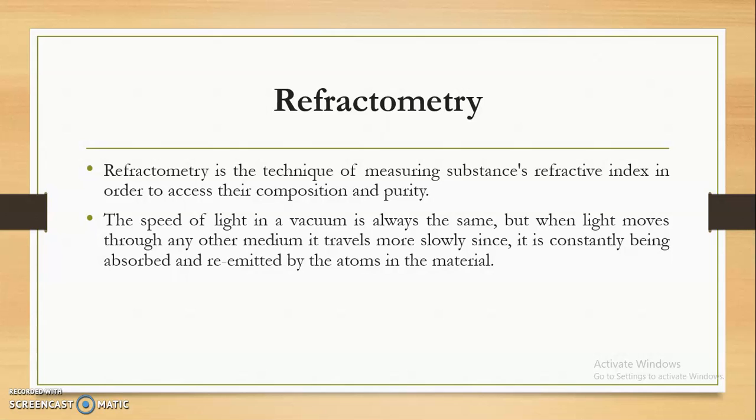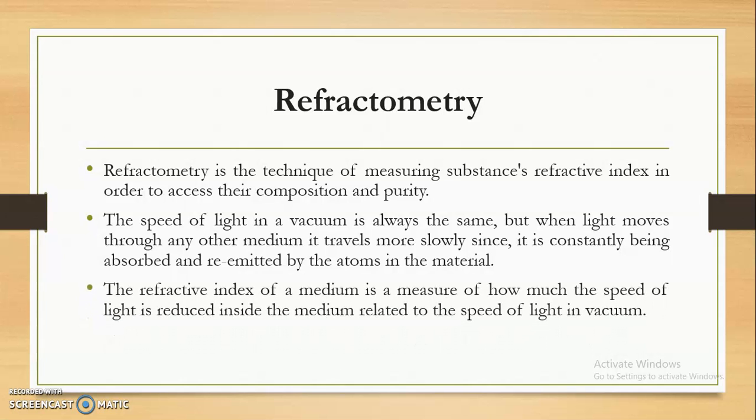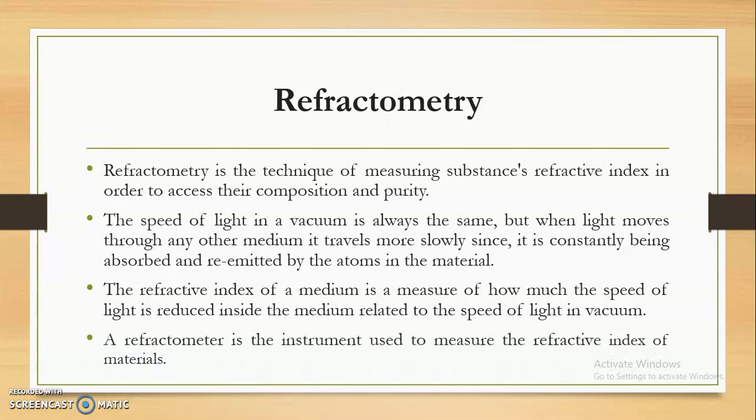The speed of light in a vacuum is always the same, but when light moves through any other medium, it travels more slowly since it is continuously being absorbed and re-emitted by the atoms in the material. The refractive index of a medium is a measure of how much the speed of light is reduced inside the medium relative to the speed of light in the vacuum. A refractometer is an instrument used to measure the refractive index of that particular sample. So refractometry gives us information about the purity of that particular sample.